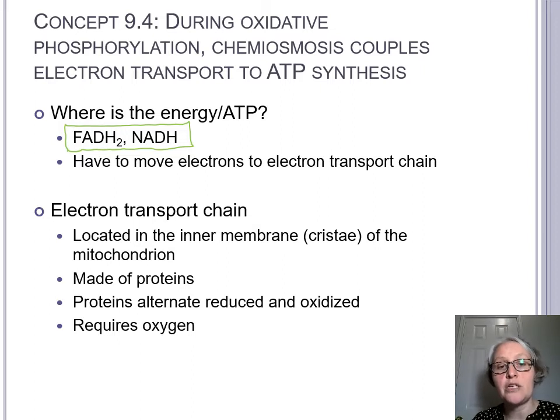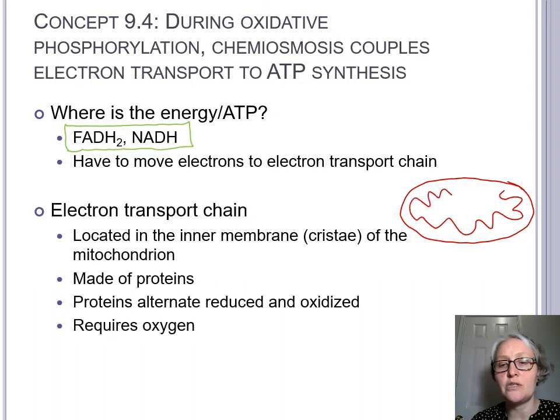So the electron transport chain is located in the inner membrane or the cristae of the mitochondria. If we think about a mitochondria, here's my mitochondria, and there's those cristae. Where this electron transport chain is, it's going to be located in the folds of that inner membrane. So that staircase is in the inner membrane or in the cristae of the mitochondria.